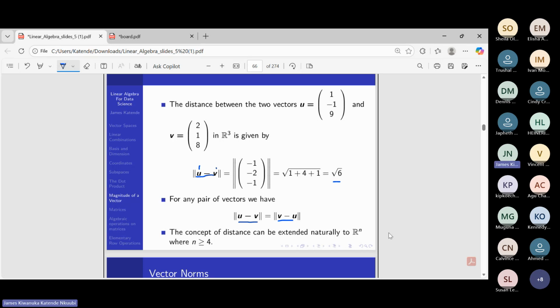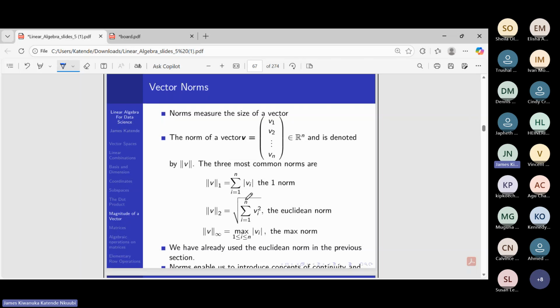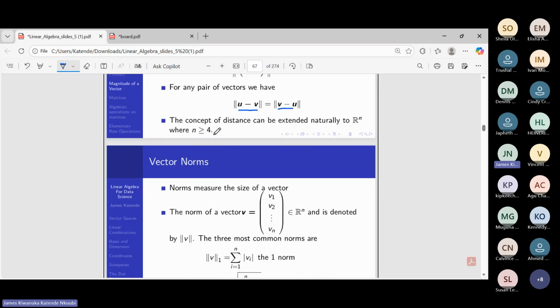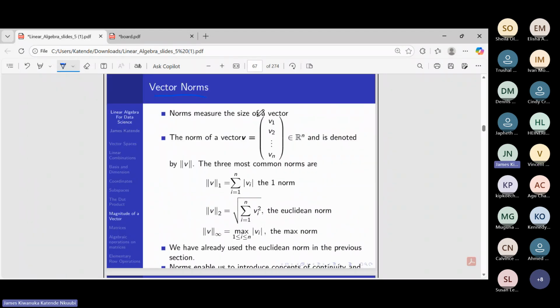So the natural extension for this to larger spaces is the concept of norms, right? So what exactly is a norm? A norm is basically some way of measuring the size of a vector. What we measured up there was an example of a norm. There are different types of norms, but the only norm that we shall be working with is this Euclidean norm.